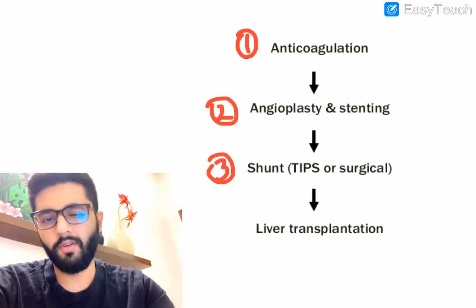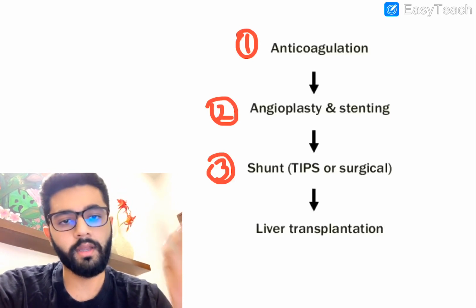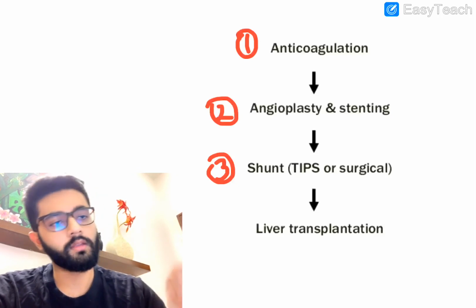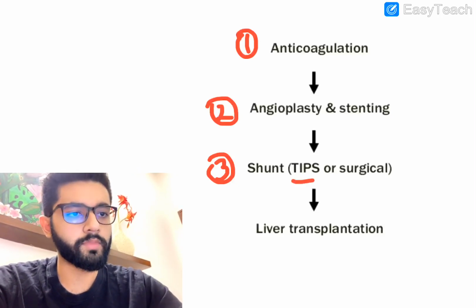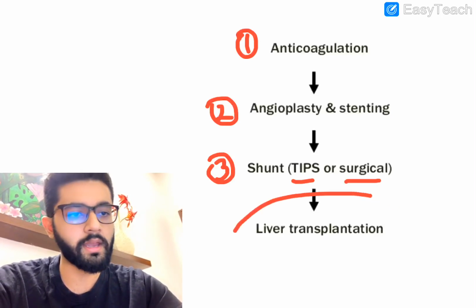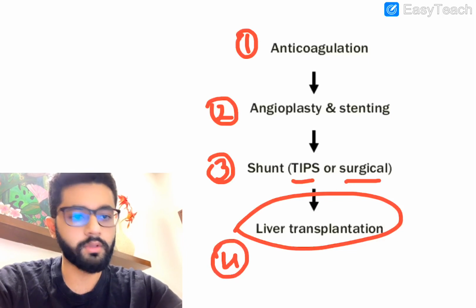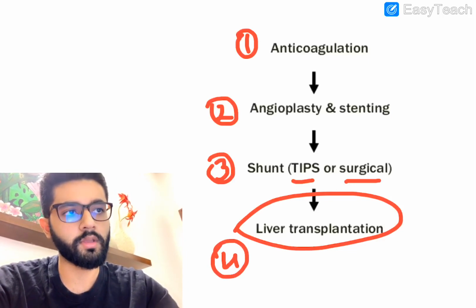So you might have already read about TIPS, right? TIPS, it's a transjugular intrahepatic portosystemic shunting. The procedure we can discuss later. This is just a brief answer which I'm giving. So TIPS or surgical shunting can be done, and the last line resort, or the fourth, as in all liver conditions, is the liver transplantation. So that is Budd-Chiari syndrome in brief.